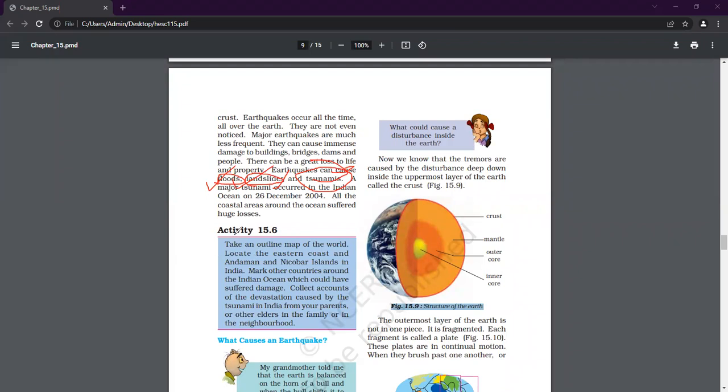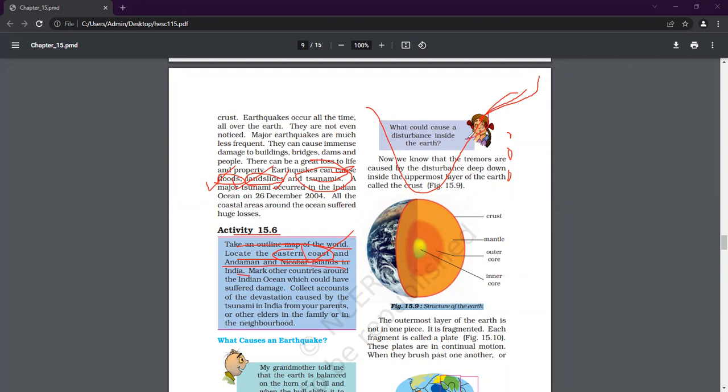So activity 15.6. Take an outline map of the world. Locate the eastern coast and the Andaman and Nicobar Islands in India. Eastern coast. You have to mark the eastern coast in our coastal region. Which will be the eastern coast? If you draw the Indian map like this, and I am drawing the Indian map from below, Andaman and Nicobar is located like here. So this is the eastern coast.